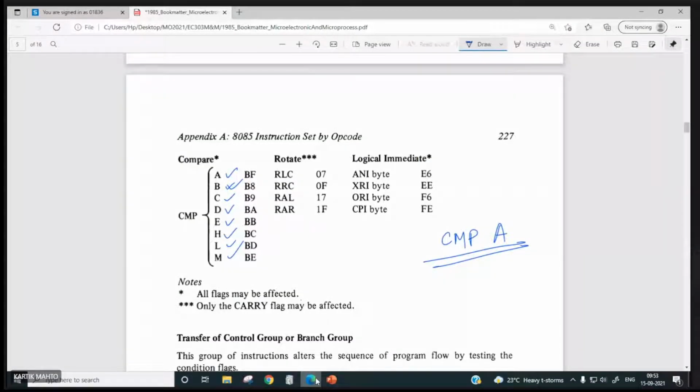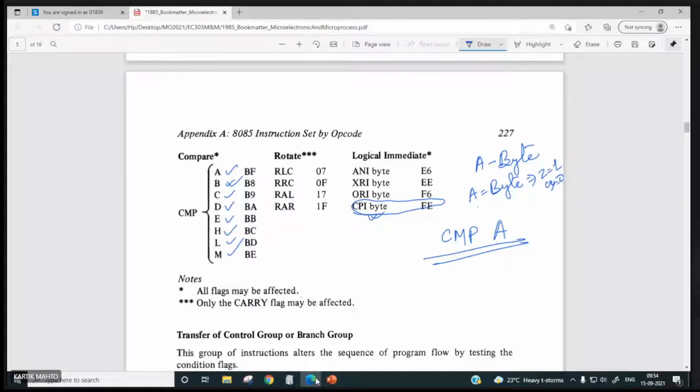Right. Similarly, we can do compare byte, right? So A minus byte will be done. If A equal to byte, what will happen? Zero flag will be equal to 1. Carry flag will be 0. If A greater than byte, zero flag will be 0. Carry flag will be 0. A less than byte, right? Zero flag will be 0. Carry flag will be 1. CMP byte.